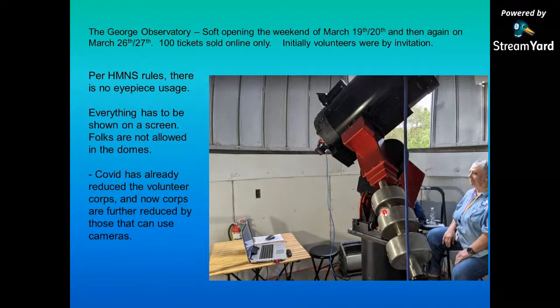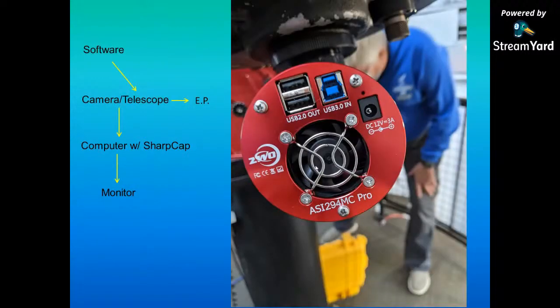You can see Connie's sitting here. This is actually the West Dome, the C-14 that's in the West Dome on the Paramount, and we've got a laptop down here. COVID has actually, as we know, reduced the number in our volunteer corps, and now the corps was actually further reduced by those that can drive cameras. So we're in the process in all 3 domes trying to find people that can A, drive the scopes, B, are comfortable with camera, or they can get worked up to be comfortable driving a camera. It involves live stacking.